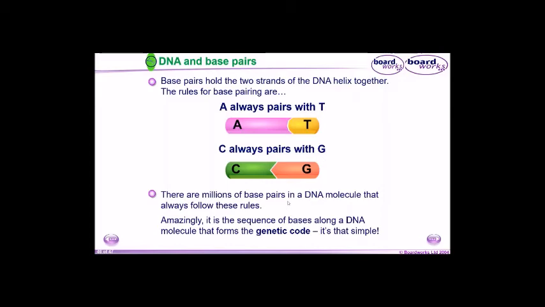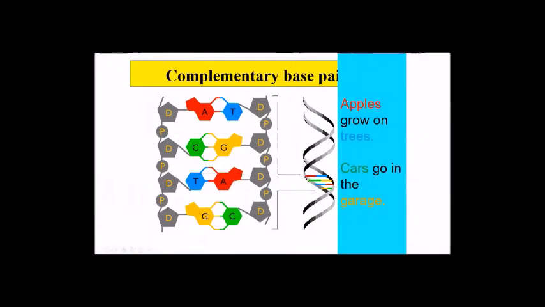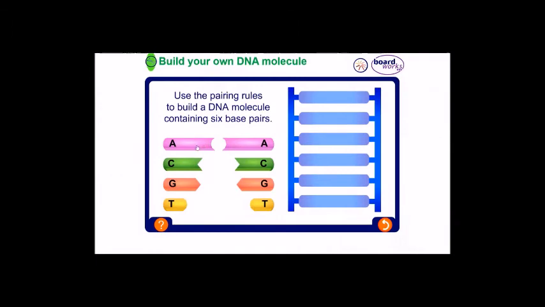I mean, it's very, very complicated in terms of making you into a human, but it always follows this pattern. One way to remember it is apples grow on trees, so you remember A and T go together, and cars go in the garage, so that's how C and G go together. So they always have A and T and C with G.